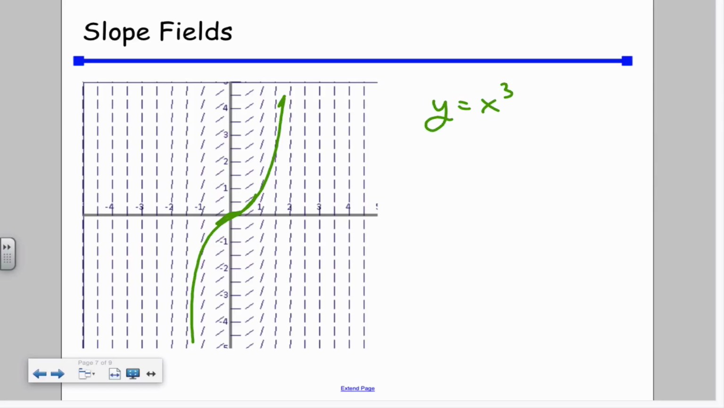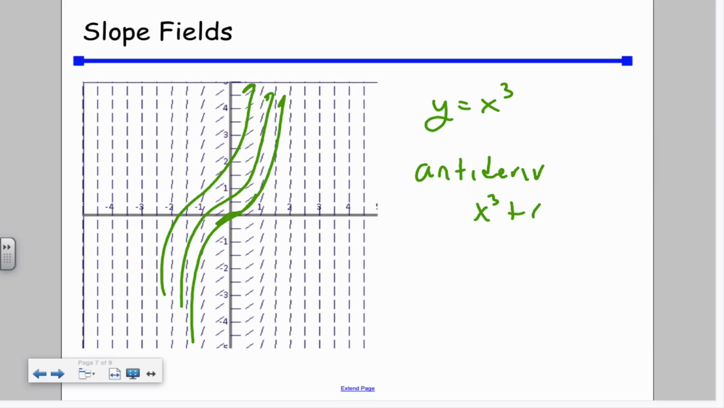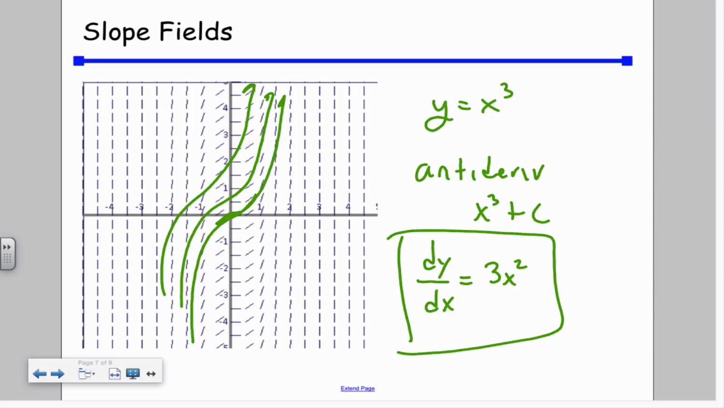And it's really easy to fall into the trap and say that x cubed is the differential equation. But it's not, because the slope field represents the solutions to the differential equation, which are like the antiderivatives, the family of curves. So I have a bunch of x cubed curves right here. You can think my antiderivative is x cubed plus c. So what's the derivative of that? My derivative would be 3x squared.